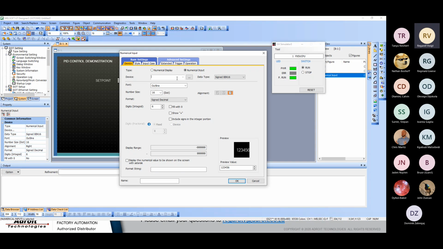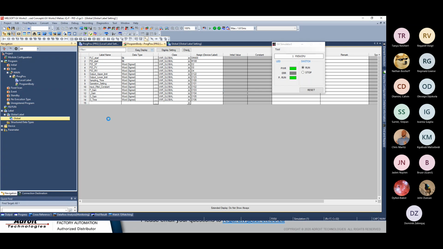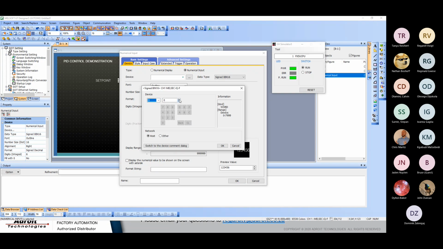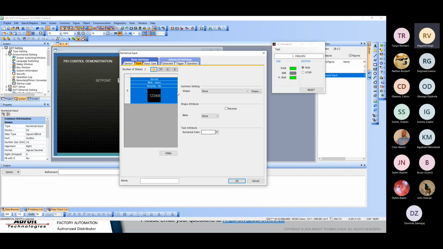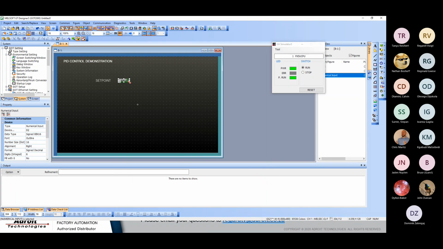And can we recall the addresses for the set points? So we go back to the PLC program. Yeah. So the set point will be P2. So we'll choose P2 here. Just going to give it a bit of color. It's a green. Make it a bit bigger so everybody can see.